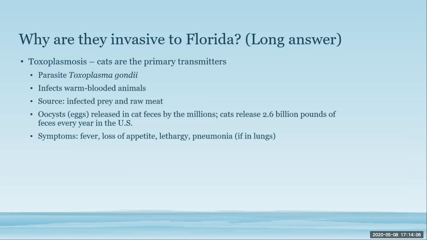the US. Now, a lot of these people would be asymptomatic. So they may be a carrier, but they wouldn't necessarily demonstrate the symptoms. The symptoms of toxoplasmosis, if they are exhibited, are fever, loss of appetite, lethargy, and pneumonia if the parasite happens to be in the lungs.